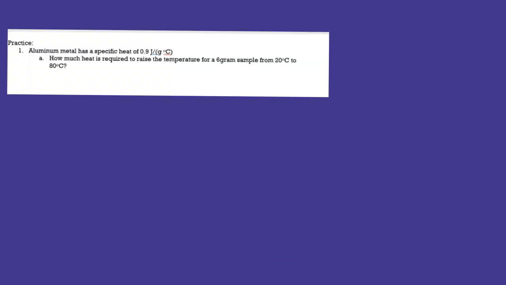But we're going to go ahead and practice some MCAT calculations before we move on to actually applying it to the heating curves. Okay, so this problem says that we have aluminum metals, we're assuming that's a solid, has a specific heat of 0.9 joules per gram degree Celsius. How much heat is required to raise the temperature of 6 gram sample from 20 degrees to 80 degrees?